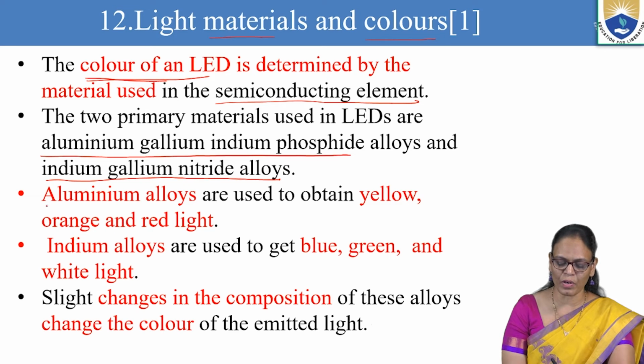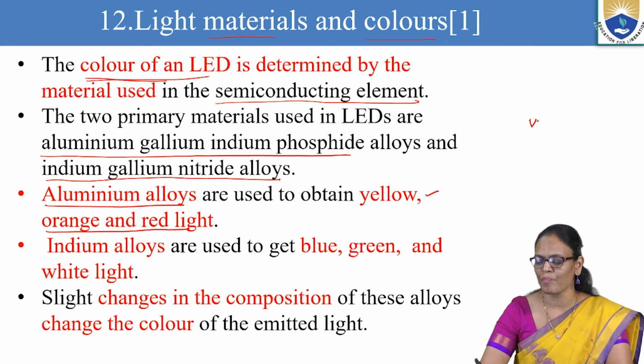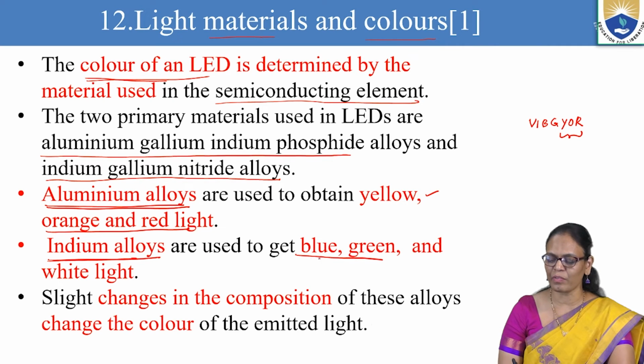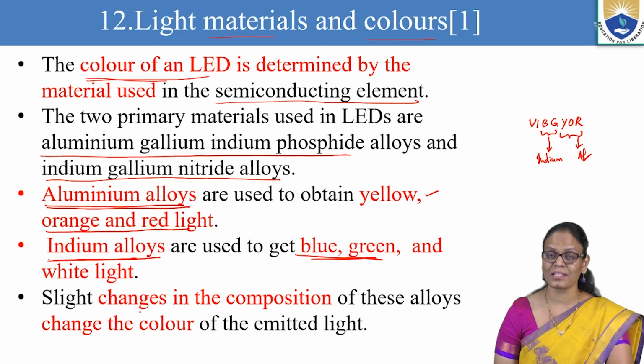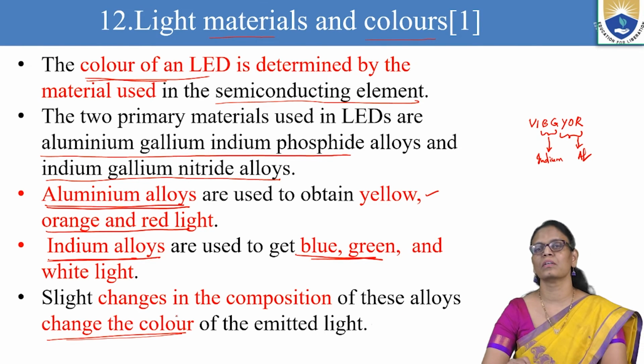So in aluminium alloys, whenever we are using aluminium alloy, we get yellow, orange and red. If you see the visible region, VGR, for this region to get yellow, orange and red, we are using aluminium alloys. And indium alloys are used to get blue, green and white light. So for blue and green, most of the time we are using indium alloys, and for yellow, orange and red, we are using aluminium. And slight changes in the composition of these alloys also give a change in the color of the emitted light.